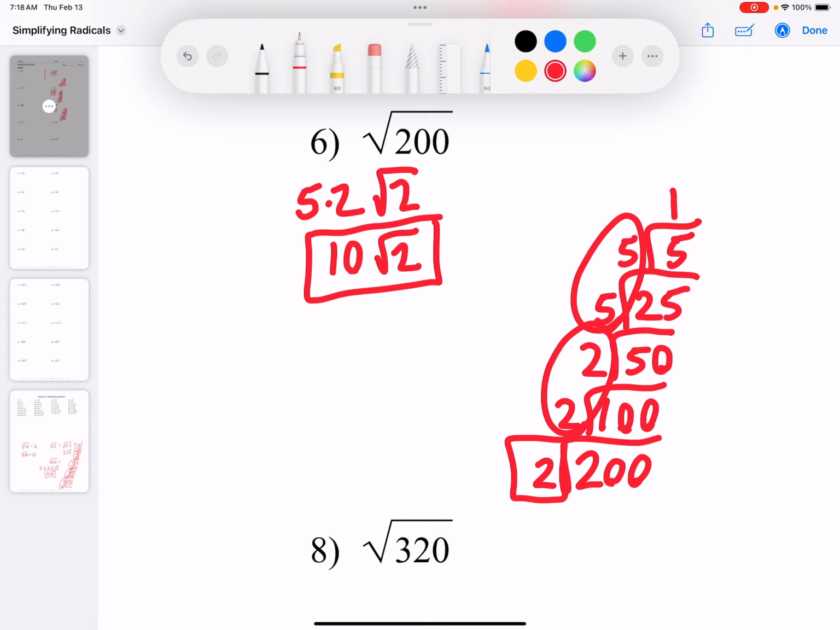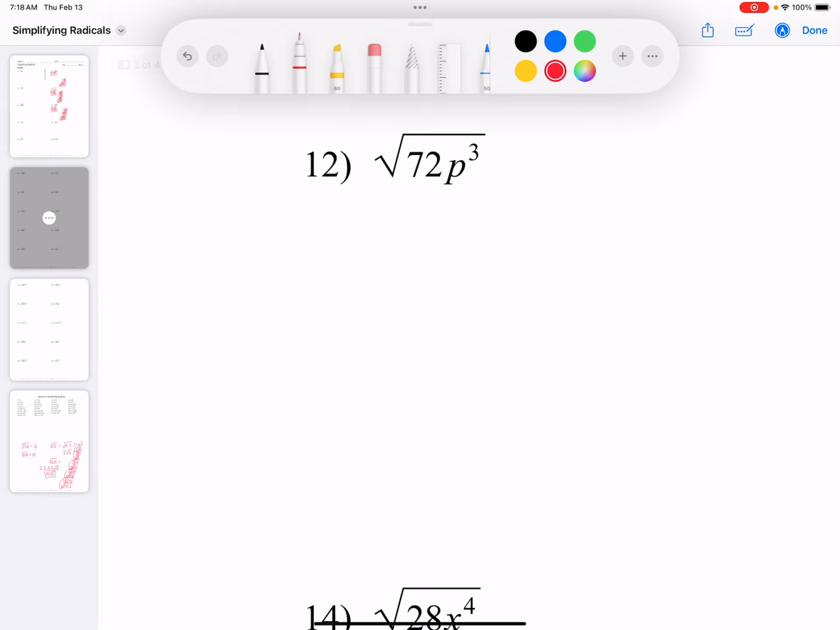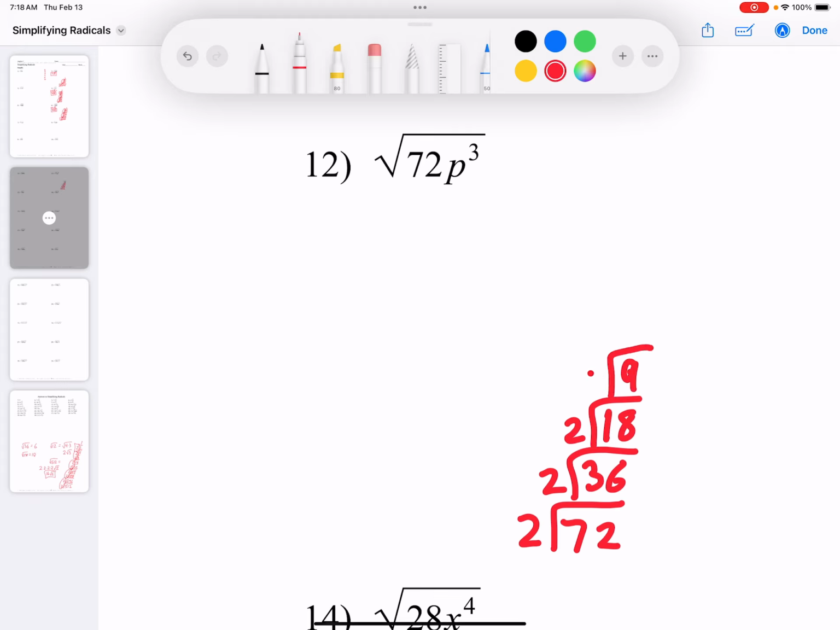So now we're going to move on to problems where it involves variables. So for example, we're still going to make our factor cakes. So I'm going to make a factor cake for 72, and then I'll deal with the variable after that. So we're going to do 72 divided by 2, which is 36. Then we're going to divide 36 by 2, which is 18. We're going to divide 18 by 2, which is 9. We're going to divide 9 by 3, which is 3. And then 3 is divisible by 3 one time.